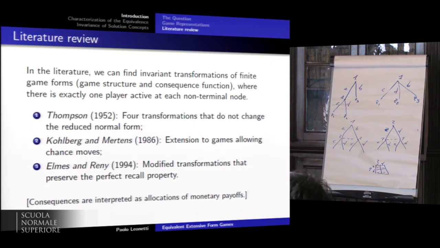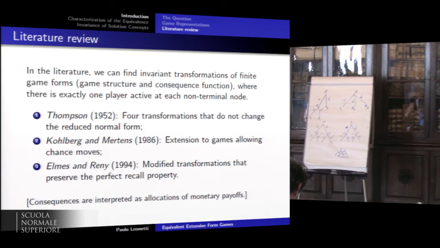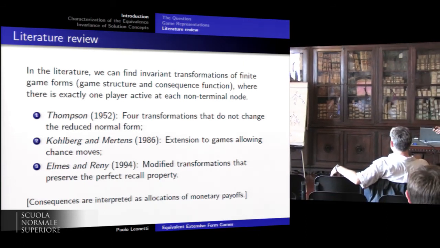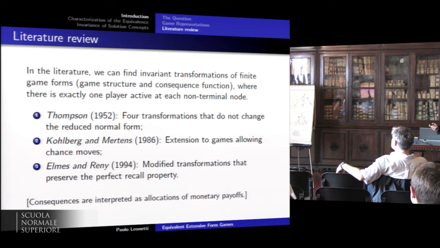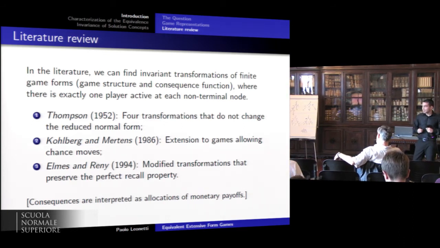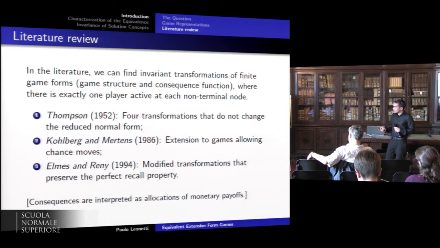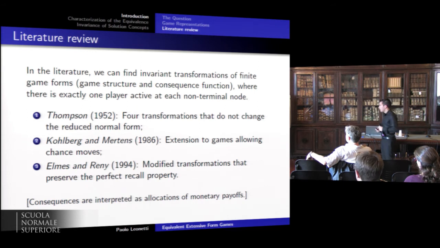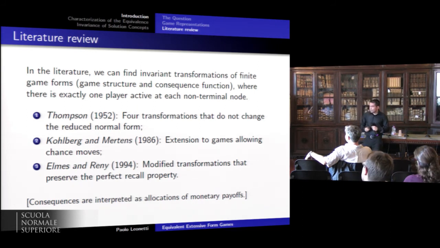Okay, there are two other transformations that preserve the reduced normal form with respect to consequences, but we are just studying the one with respect to terminal nodes, so we'll skip it for now. Later, Kohlberg and Mertens made an extension of the previous model, also allowing a chance player to play in the game form. And finally, Helmes and Reni proposed a modification of two of these transformations that preserves the perfect recall.